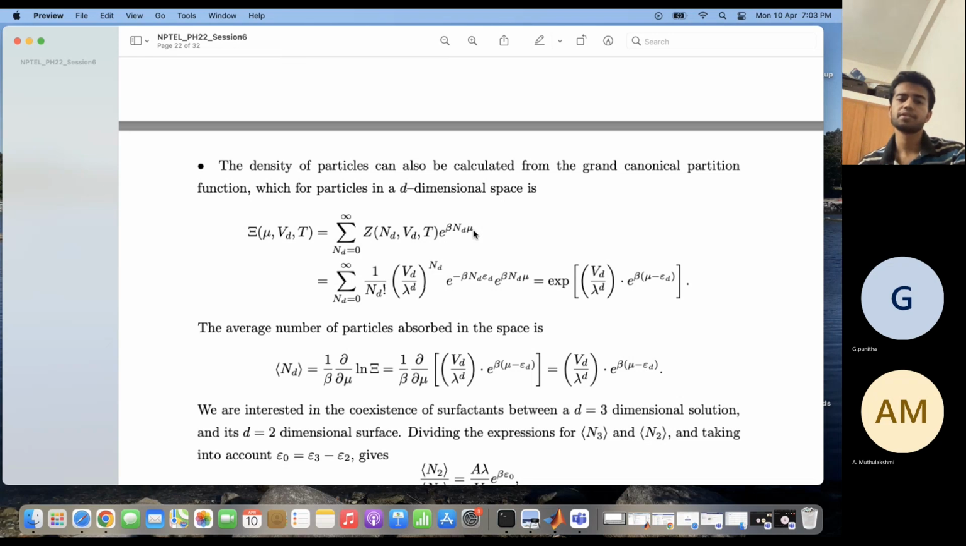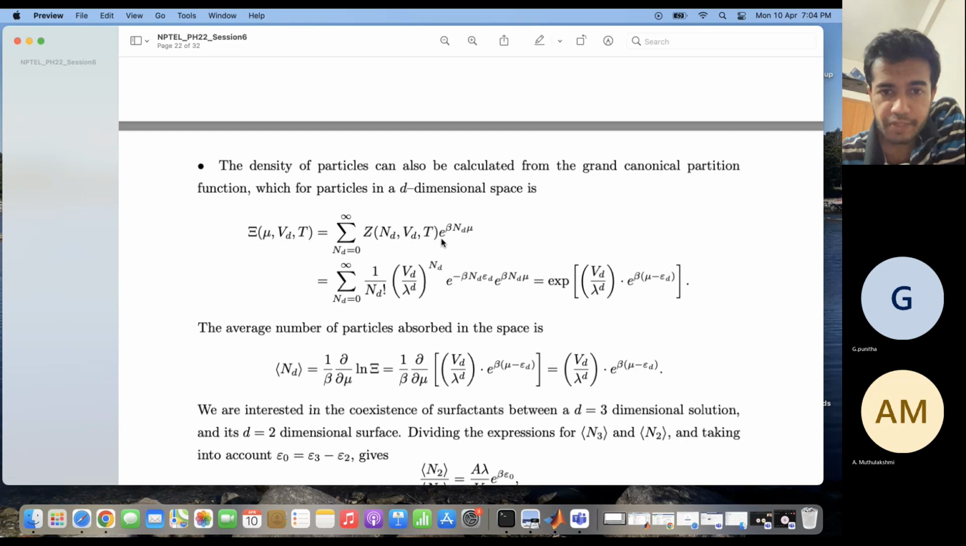And this is important because I have particles migrating from the bulk of the fluid to its surface. Therefore, the number of particles in the bulk is not a constant, and the number of particles in the surface is also not a constant, but the total is a constant. So basically, N_d here is the number of absorbed particles in the surface. Okay, and this is not a constant, therefore I treat it in the grand canonical ensemble.